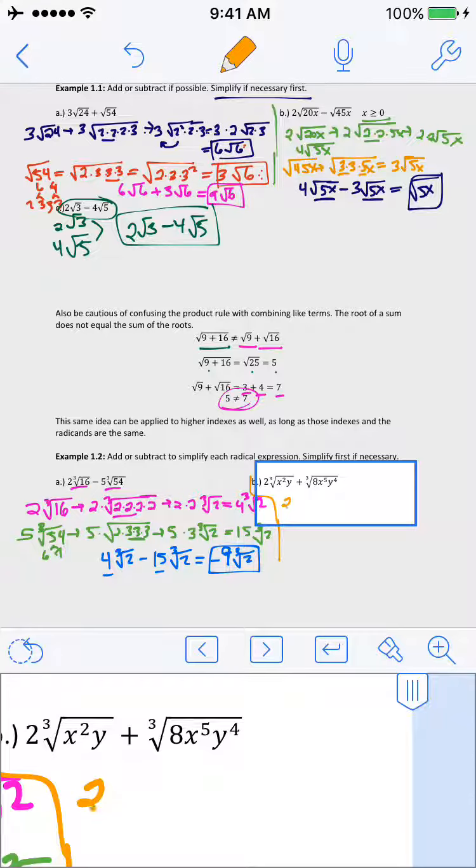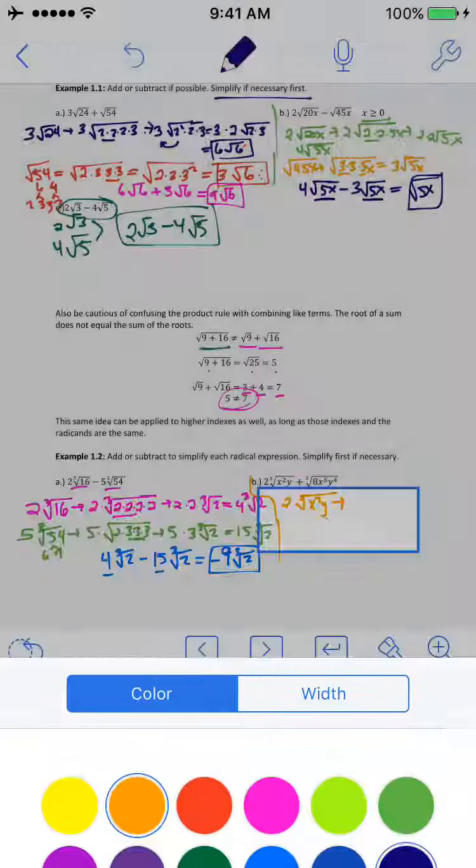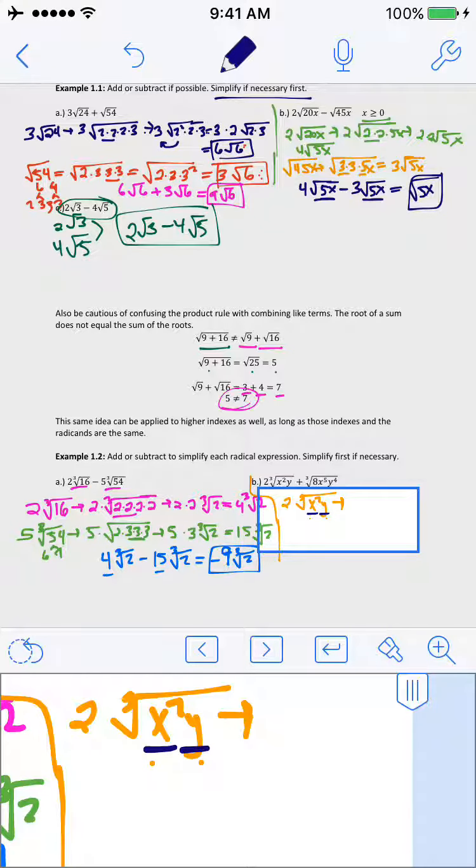So I have 2 times the cubed root of x squared y. Well, that one I can't do much. I could change it to a rational, that would be 2 times x to the 2/3, y to the 1/3. Doesn't really help me though, because I don't have groups of 3 to take out. So I'm just going to leave that one as it is. No groups of 3 to pull out.